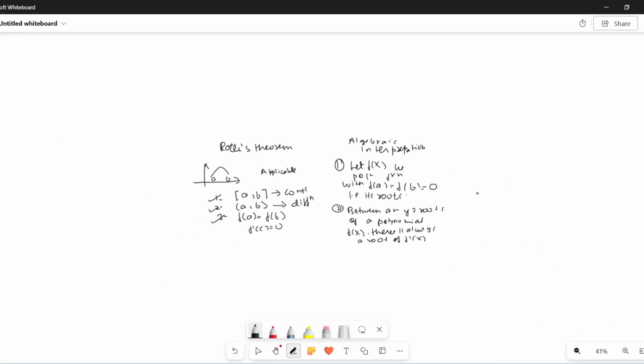Here the first condition is f(x) is continuous in the closed interval [a, b]. Second condition is f(x) is differentiable in the open interval (a, b). And third condition is the value of function f(a) equal to f(b), where c belonging to the open interval (a, b) with f'(c) equal to 0. This is the Rolle's theorem condition.